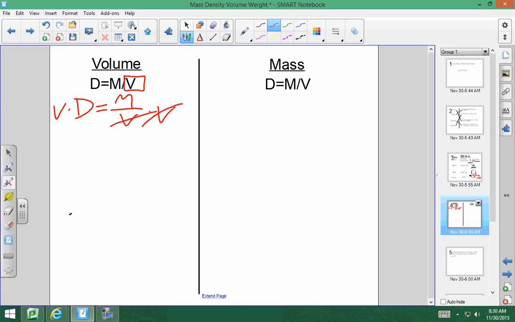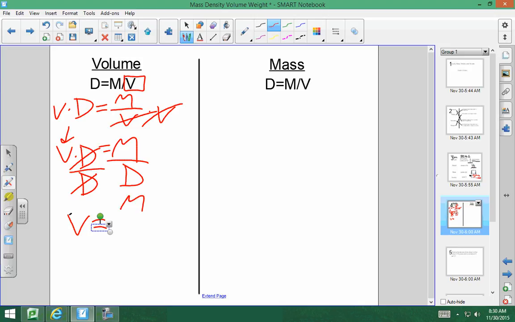That cancels these two out, and that gives us M equals V times D. Now we want this V to be by itself, so let's get rid of the density aspect. Let's divide by D on each side, because we have to do that again. And that cancels these two out, and that will give us volume equals mass over density. Now moving right along to the other side.